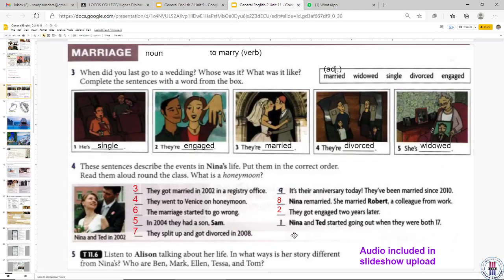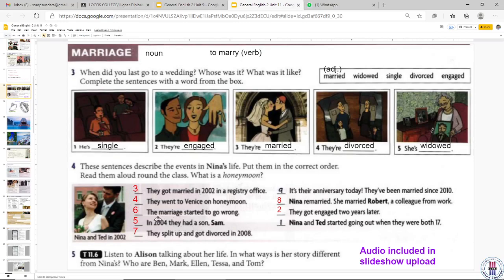So what happens first? Number 1, Nina and Ted started going out when they were both 17, so they dated. Then they got engaged 2 years later. What happens next? They got married in 2002. Number 4, they went to Venice on a honeymoon. So that's what you do, you go on a honeymoon after you get married. Then you have children. They had a son named Sam.